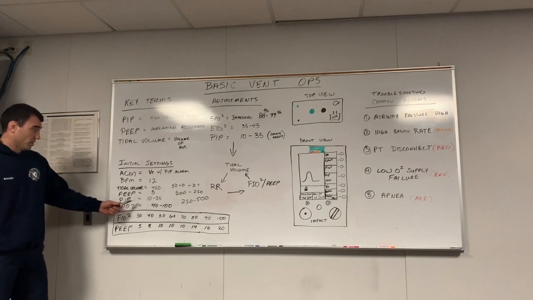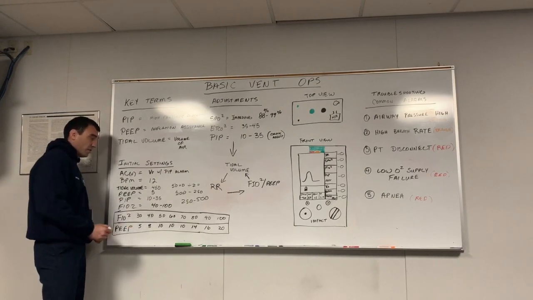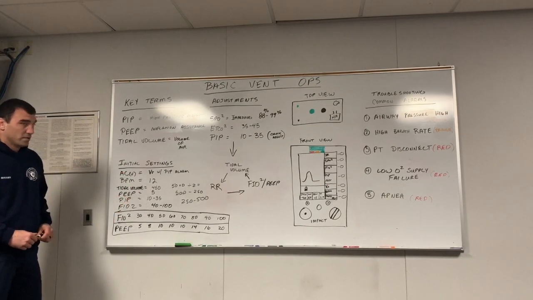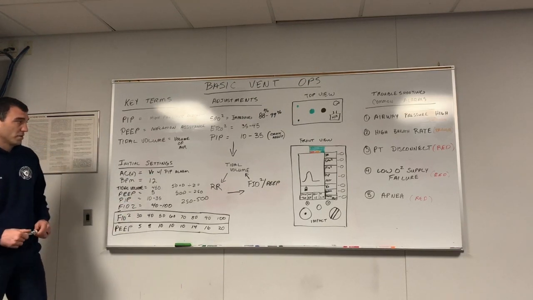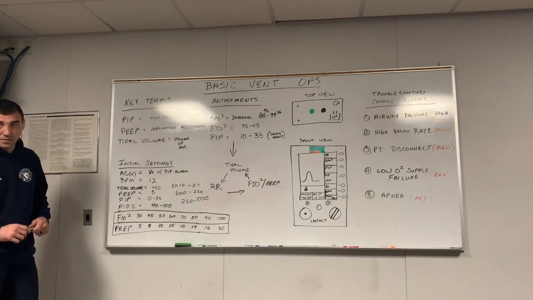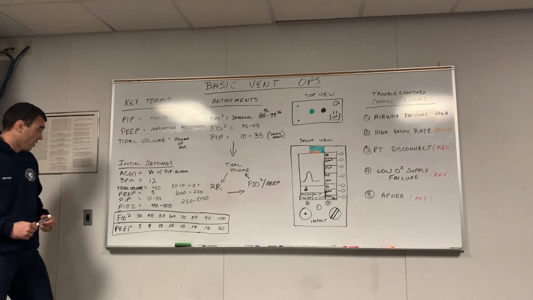Next is your PIP alarm. Okay, the default alarm for the low level is 10 and the high is 35. So what that does in AC mode, right, if it falls below 10, you'll get an alarm. If it goes above 35, that's your alarm that your airway pressure is too high. We'll talk about the alarm settings in a second, or the alarm troubleshooting in a second.